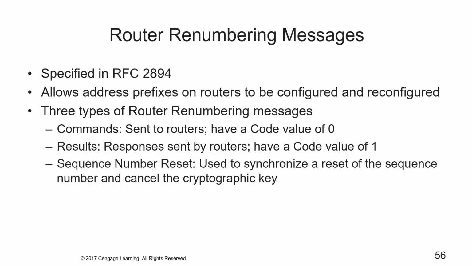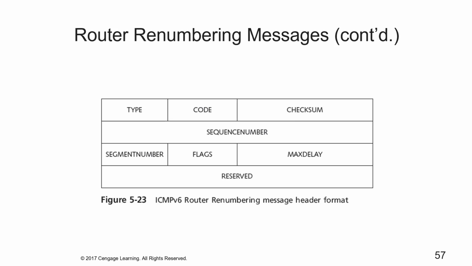Router renumbering for IPv6 is specified in RFC 2894, and it allows address prefixes on routers to be configured and reconfigured with the same ease of neighbor discovery and address auto-configuration for network nodes. This allows admins to update the prefixes used and advertised by IPv6 routers throughout a whole site. And here is an ICMPv6 router renumbering message header format diagram.